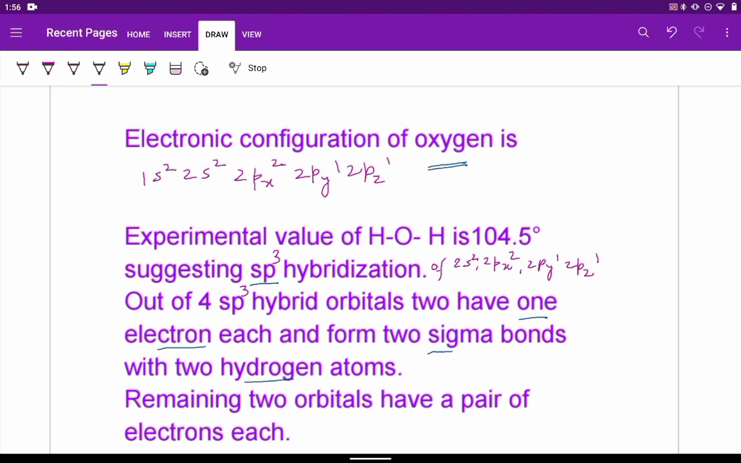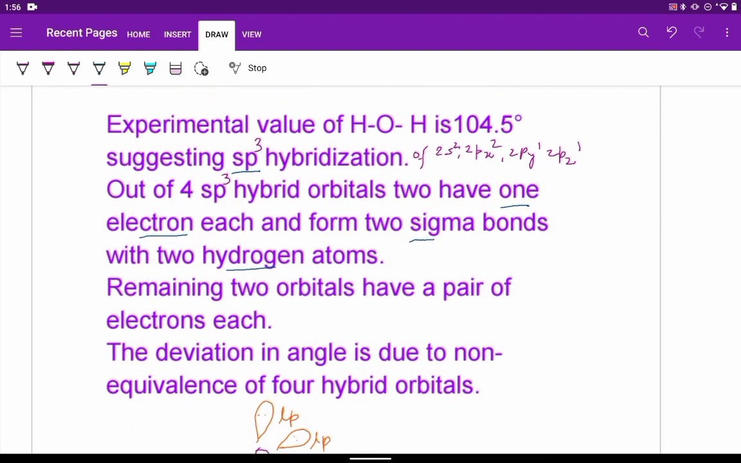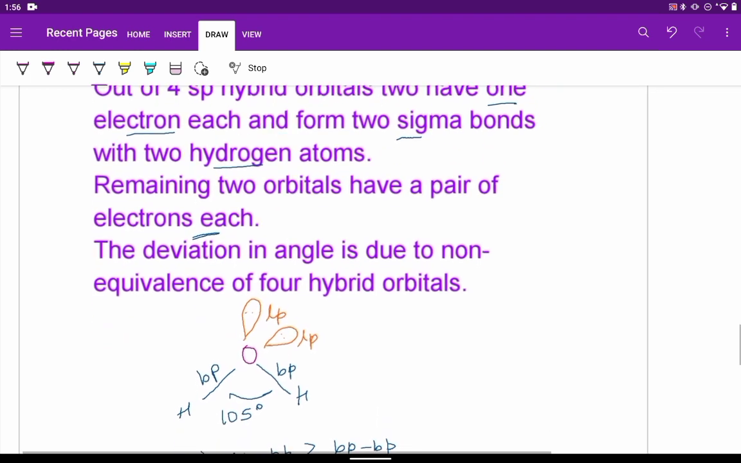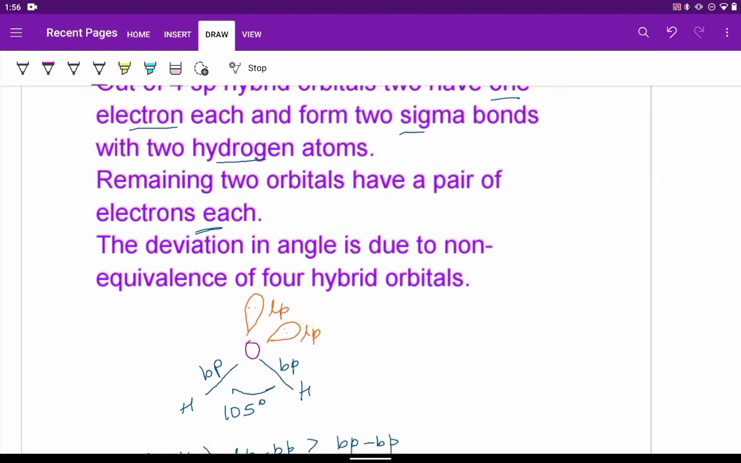The other 2 orbitals which are having a pair of electrons each, they will be lone pairs. The remaining 2 orbitals have 1 pair of electrons each, so they will not participate in any bonding. They will remain as lone pairs. As you can see in this figure, this is shown with orange color. These are the lone pairs, they are not participating in bonding.